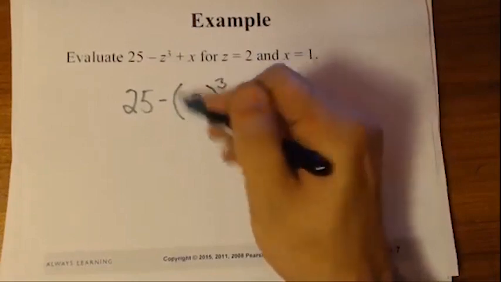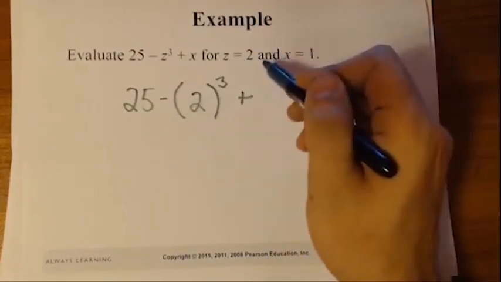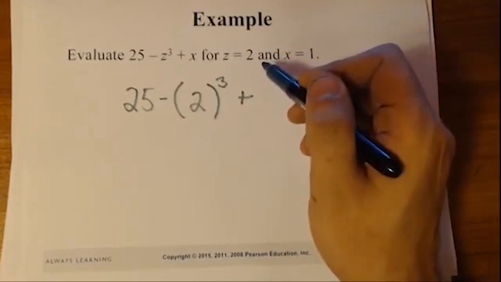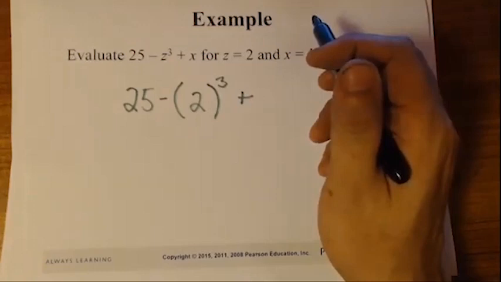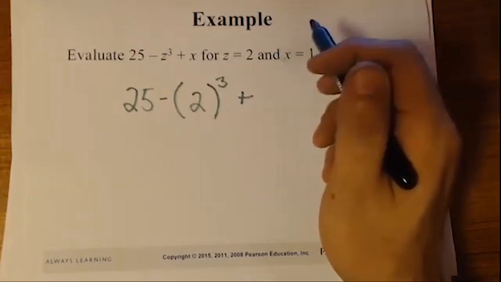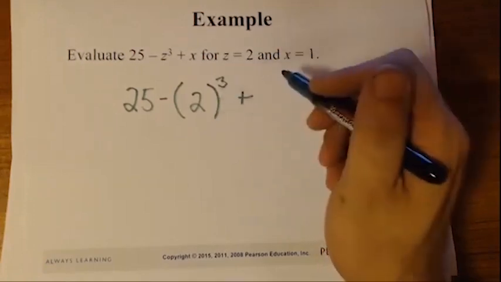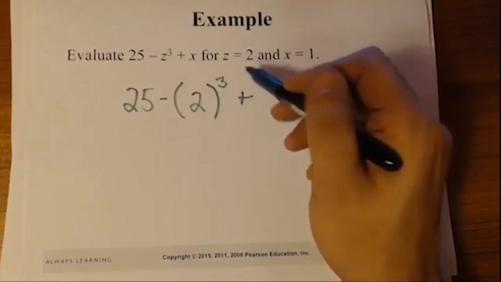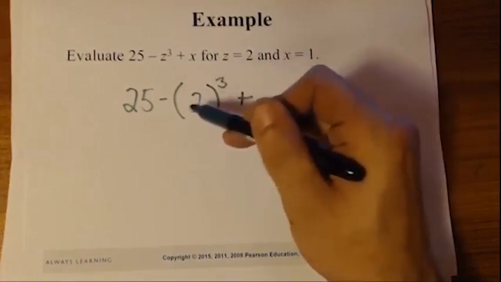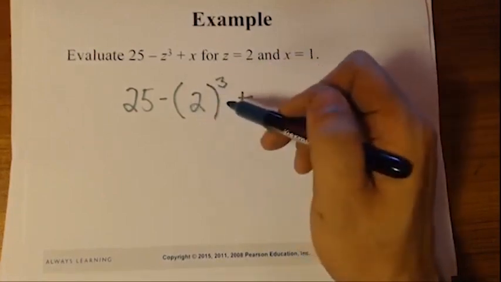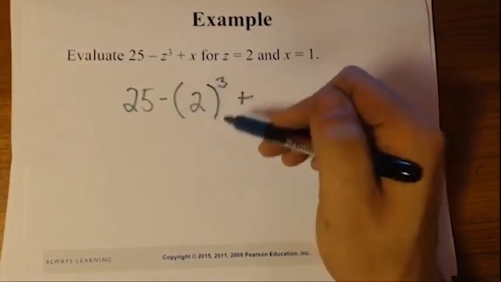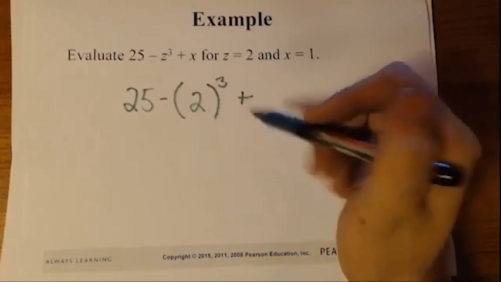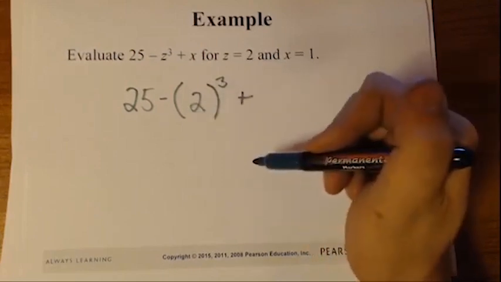The reason the parentheses are important is what if we were plugging in a negative number? Remember that a negative squared is different depending on whether the negative is part of the base or not. So if this was a z equals negative 2, we would want the whole negative 2 raised to the power. So when powers are involved, plug in inside of parentheses. Better to be safe than sorry.